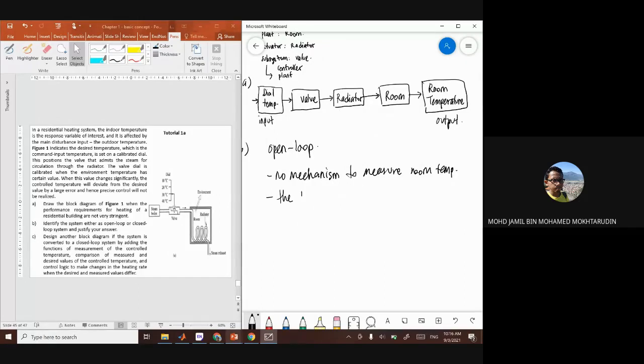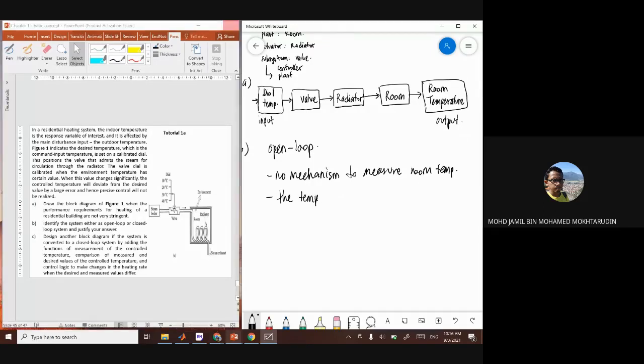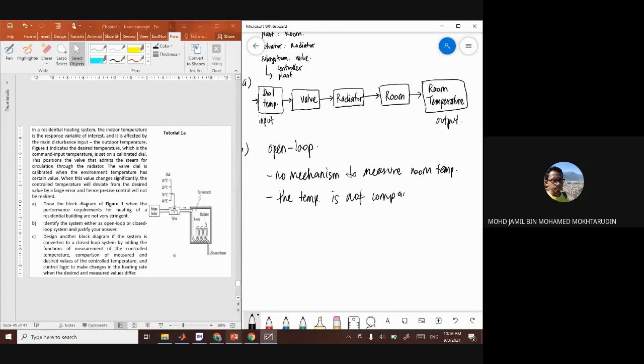the temperature is not compared with the desired temperature, meaning that you don't measure the room temperature, so you don't compare the temperature in the room with the desired temperature that you want.